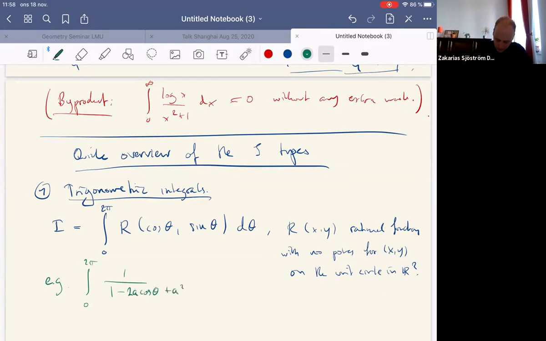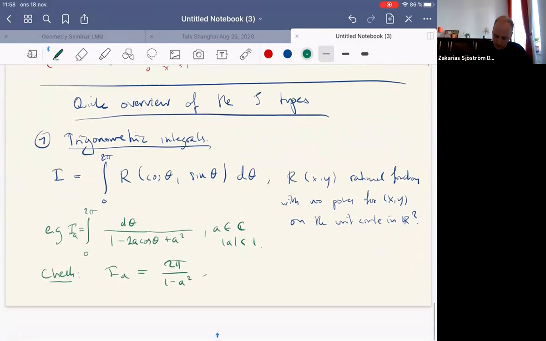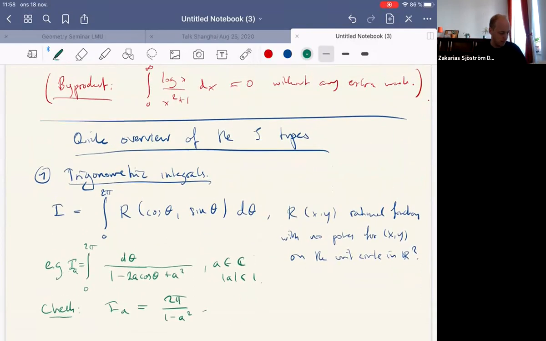This is a good exercise for you. I put this one in the notes, where a is some complex number with absolute value less than 1, for example. So you can try to compute this and see that this I_a is equal to 2 pi over 1 minus a squared. So you can try to check this.